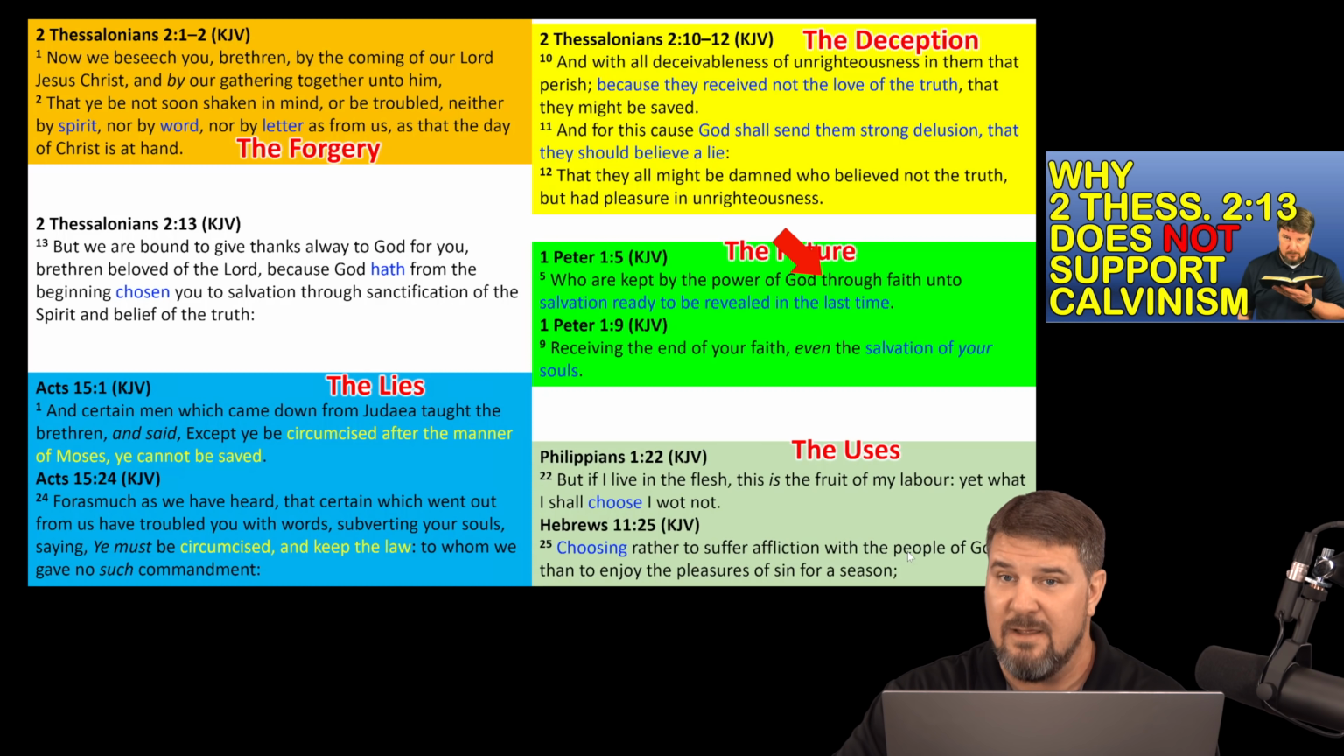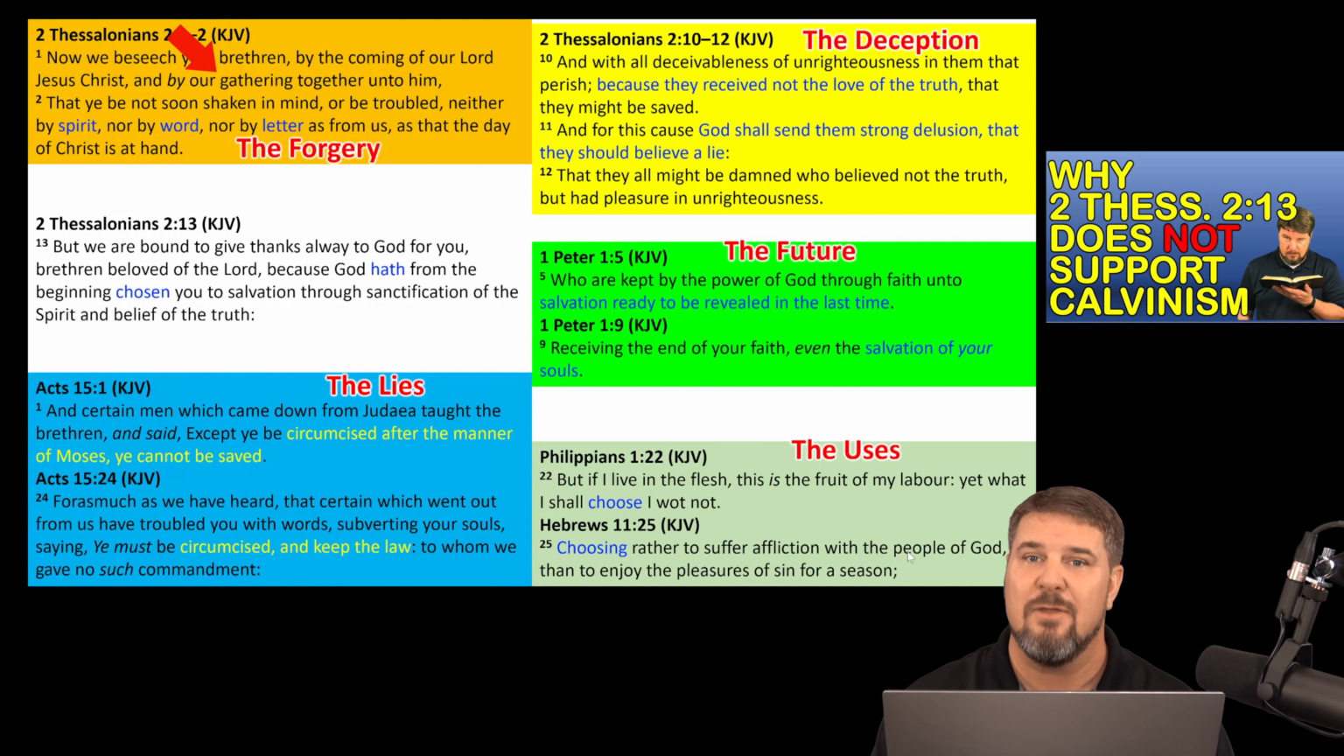Notice that word through faith. That's the vehicle, is faith, belief in the truth. Through faith unto salvation ready to be revealed in the last time, receiving the end of your faith, even the salvation of your souls. So the glorification aspect of salvation, when Jesus comes and our gathering together unto him, is a future thing. So God has chosen them to get there through something, all right?